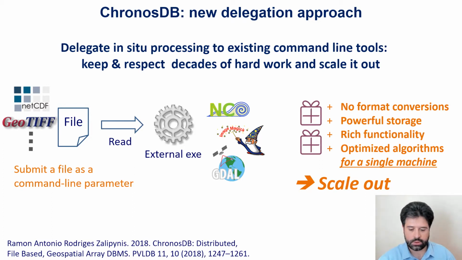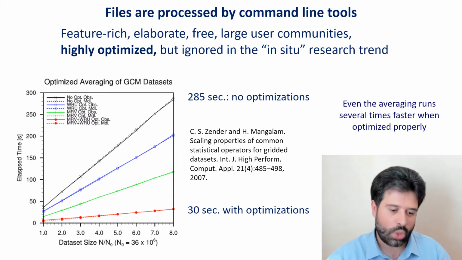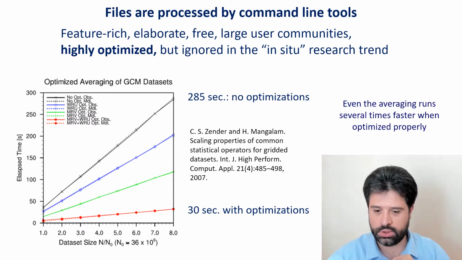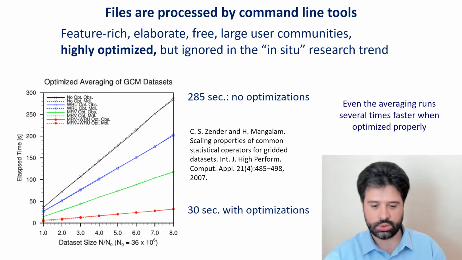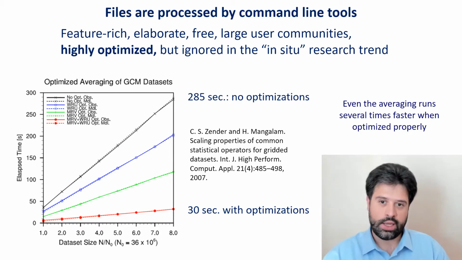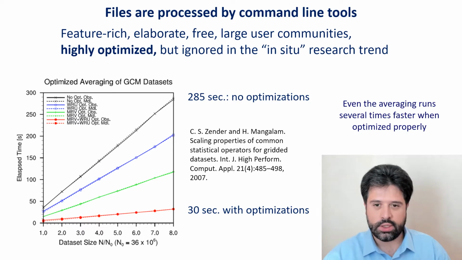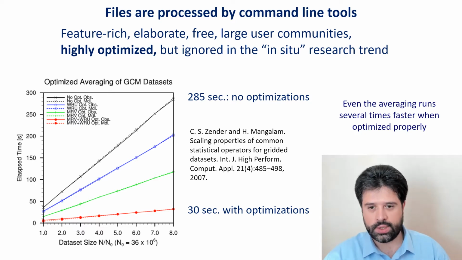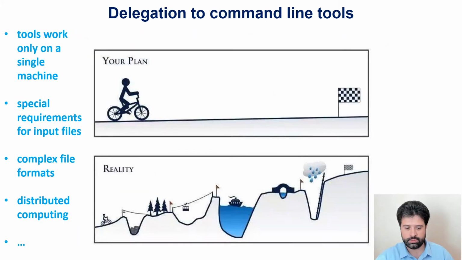ChronosDB repartitions and streams input-output files between the nodes and tools to scale out the processing. We really do need to leverage decades of work on command line tools. For example, even the averaging runs several times faster when optimized properly.